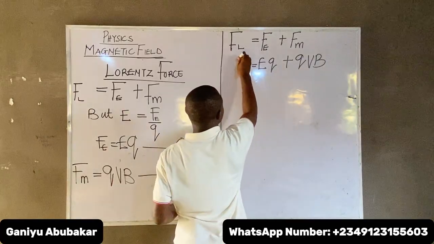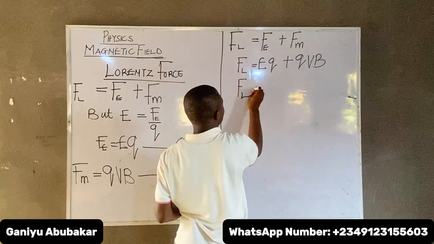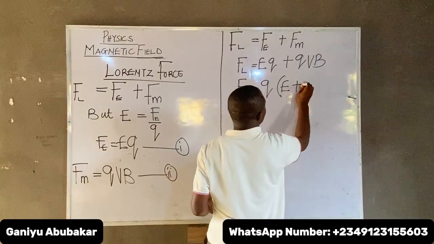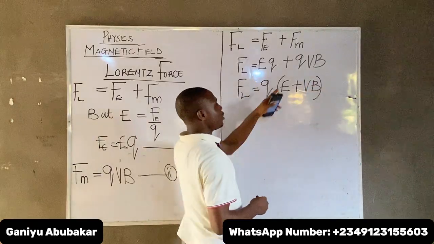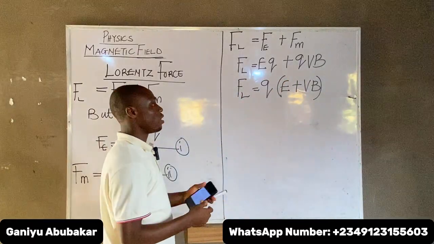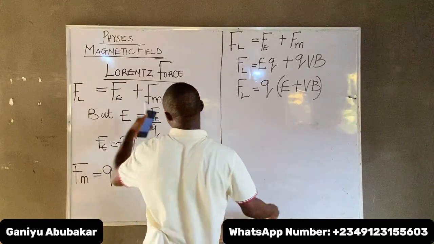So it means that the Lorentz force FL will be equal to Q into E plus VB. I factorize, I can see Q and Q, bring it out, more like factorize out Q. I have this expression here. So this is my formula for the Lorentz force.